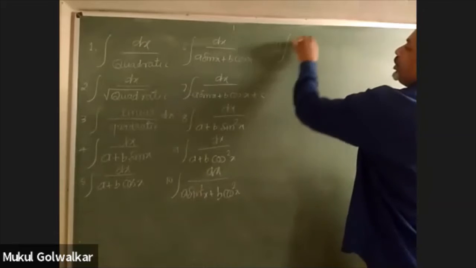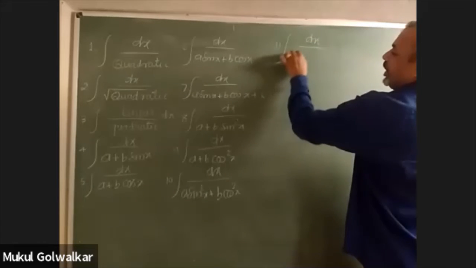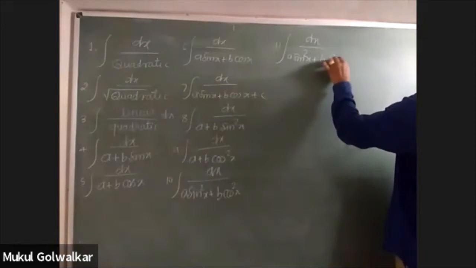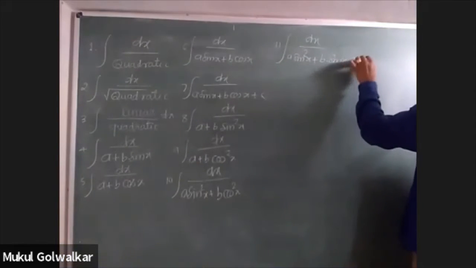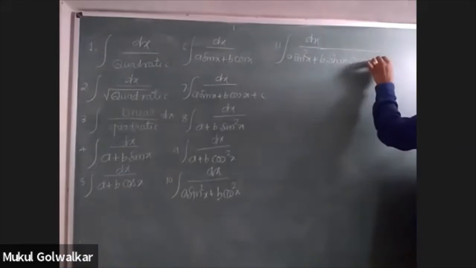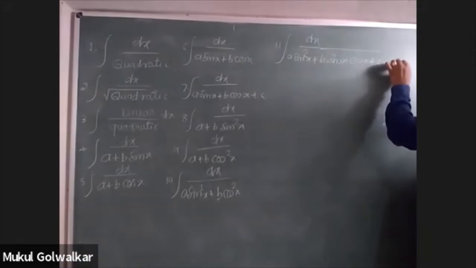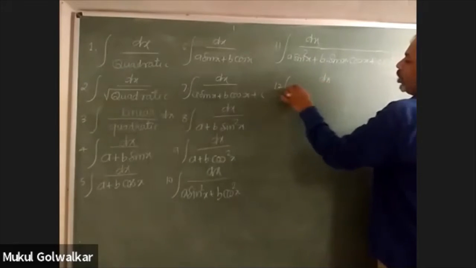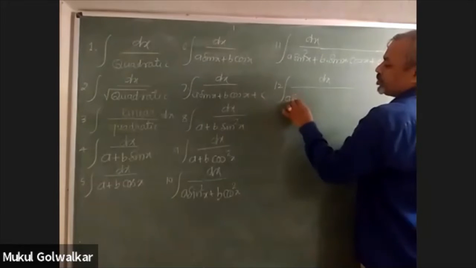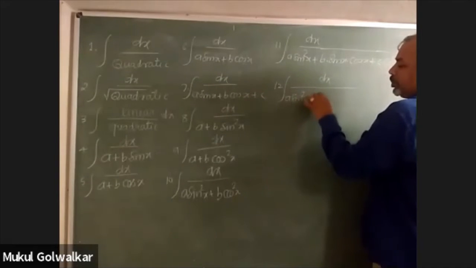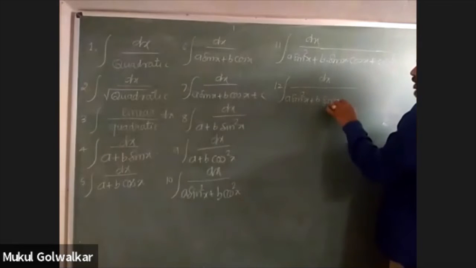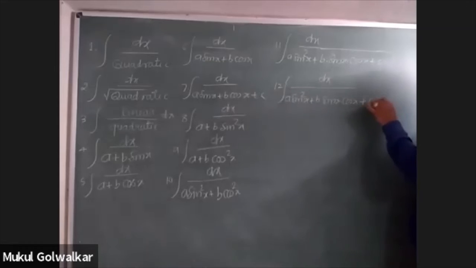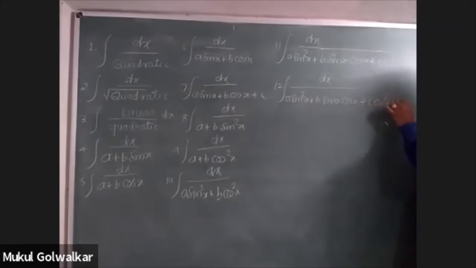The 11th variety could be written in the form of dx upon a sin square x plus b into sin x into cos x plus c into cos square x. And the 12th can be written in the form of dx upon a sin square x plus b into sin x into cos x plus c into cos square x plus d.